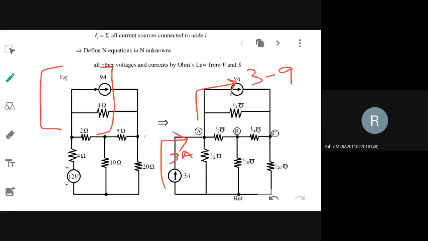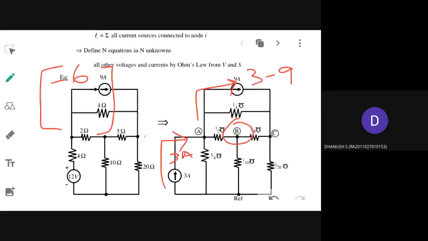Minus 6, madam. However, it indicates the opposite side. One is entering, one is leaving. So I have given a negative sign for the leaving current. Oh, okay, ma'am. Minus 6 only.